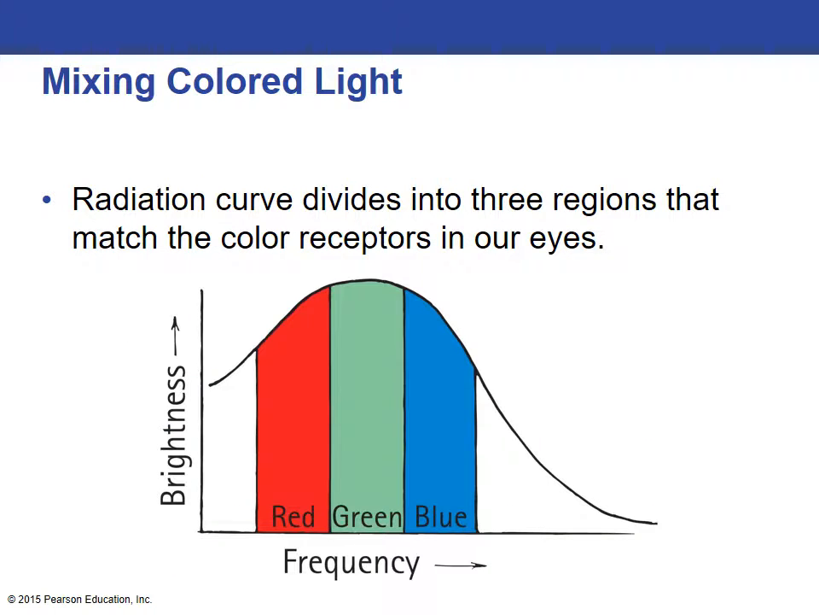So in your eye, you actually have three primary color receptors. You have red, green, and blue receptors. And the radiation curve, as you saw in the video a little bit ago, is divided into those three regions. So if you were to graph the frequency down here and graph the brightness up this way, as you follow that curve, this region here, the lower frequency is red, green, and then blue. And our eye mixes those primary color receptors together to get all of the different colors that we see.